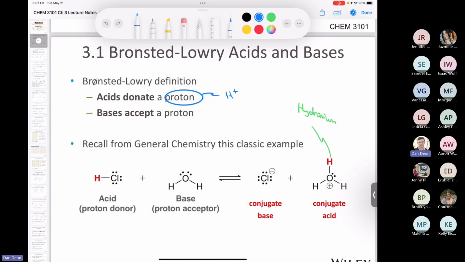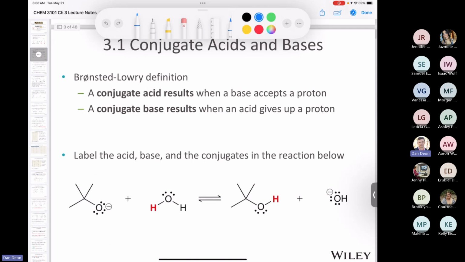So again, the Bronsted-Lowry definition: an acid is a proton donor, a base is a proton acceptor. Also, in general chemistry you would have covered the Arrhenius definition of an acid and a base, but we don't really use that a whole lot in organic chemistry, so don't stress about that one too much. So again, conjugate acids and conjugate bases.